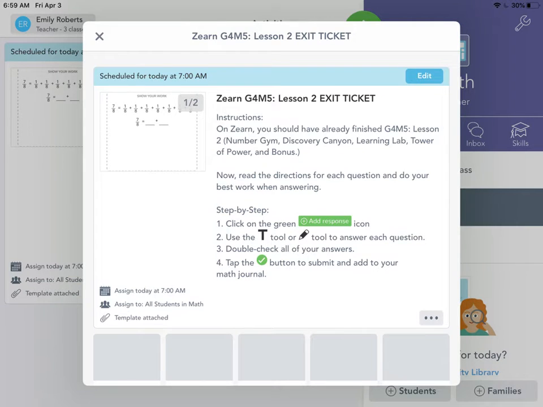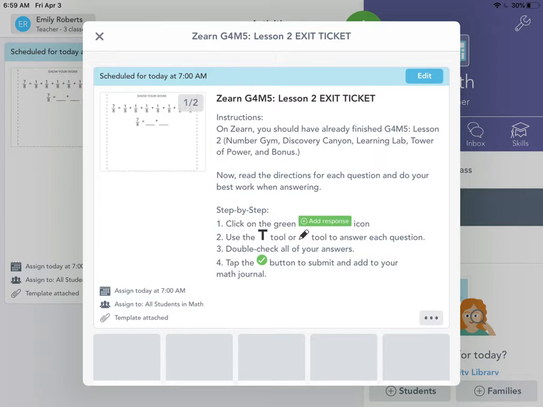Good morning. By now you should have already finished Grade 4, Module 5, Lesson 2. So you should have completed the Number Gym, Discovery Canyon, Learning Lab, Tower of Power, and the bonus by now. After you're done with the lesson, you're going to be going into Seesaw and completing the exit ticket assignment.